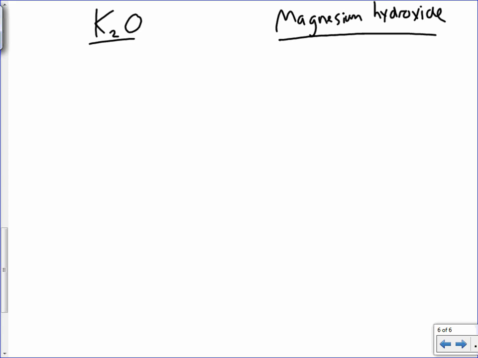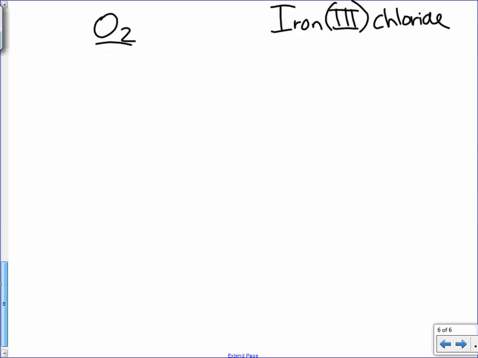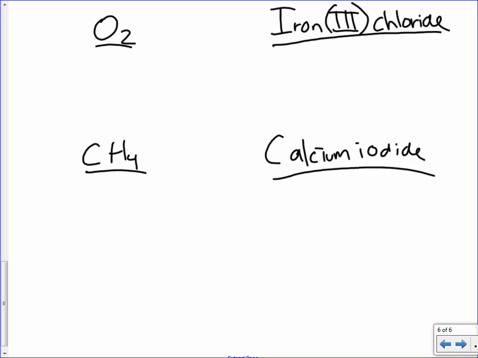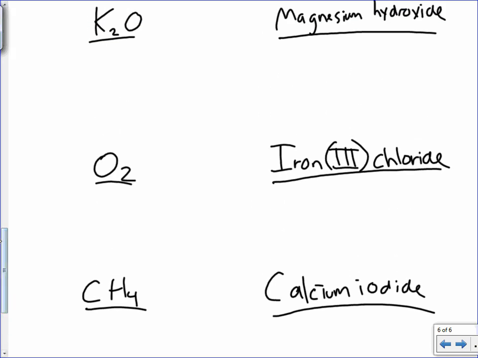Let's do O2. Let's do iron 3 chloride. All right. More space. Let's do CH4 and calcium iodide. All right. So if you can do these 6, you should be totally good to go on Lewis dot structures. So go ahead and pause it and give them a shot.